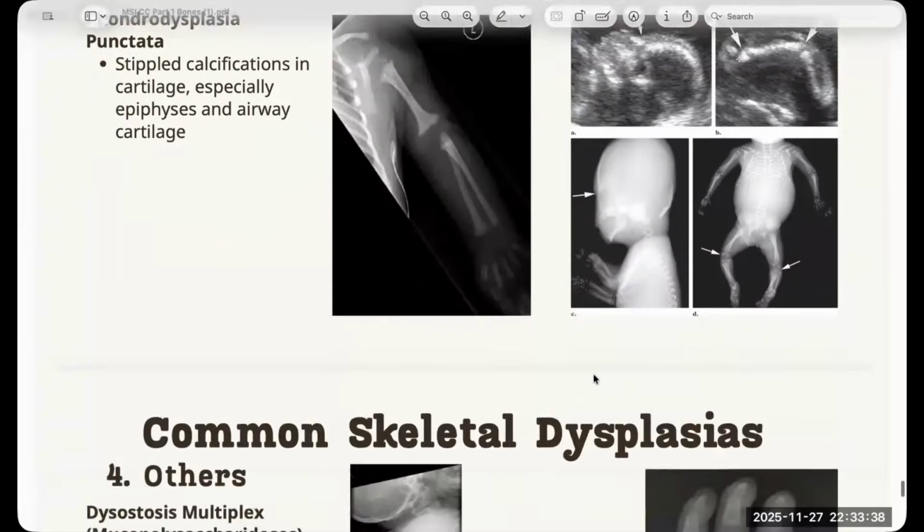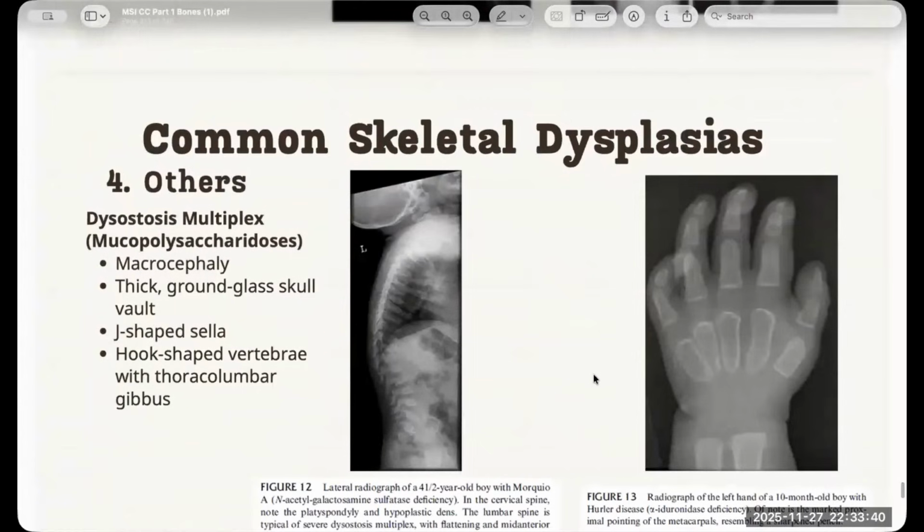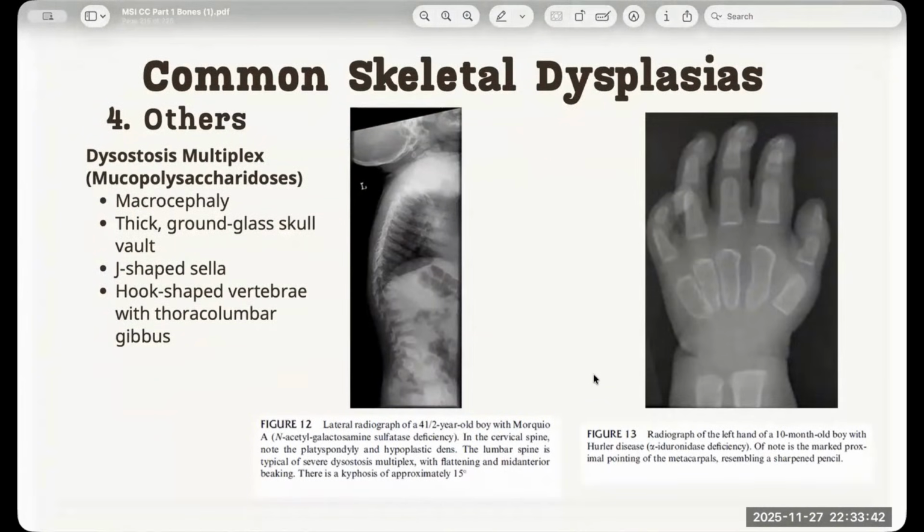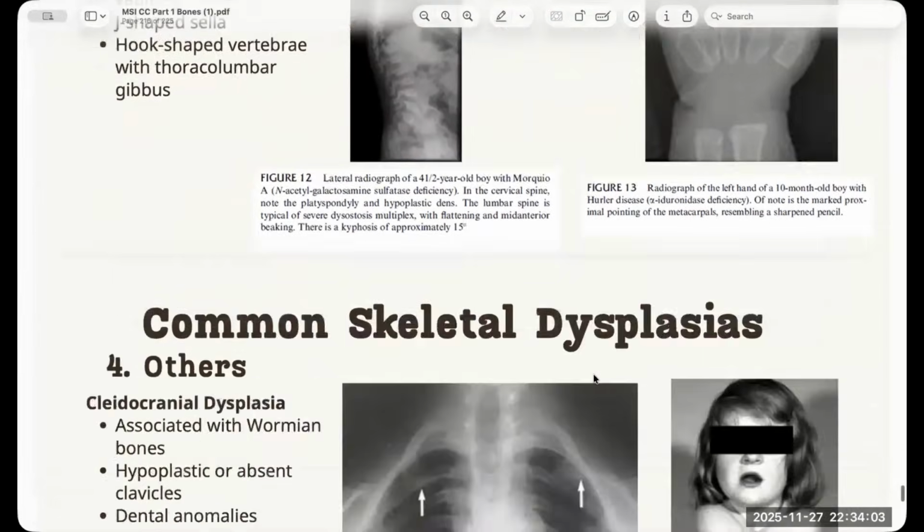Okay. Again, these will all be covered in radiology, inshallah. That's why I'm going quickly over them, also for the sake of time. Dysostosis multiplex, mucopolysaccharidosis, has macrocephaly, thick skull vault, J-shaped sella, and hook-shaped vertebra. Okay?